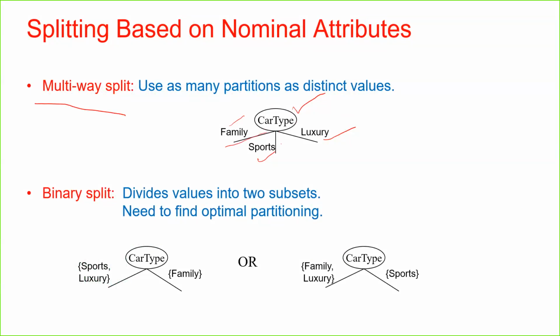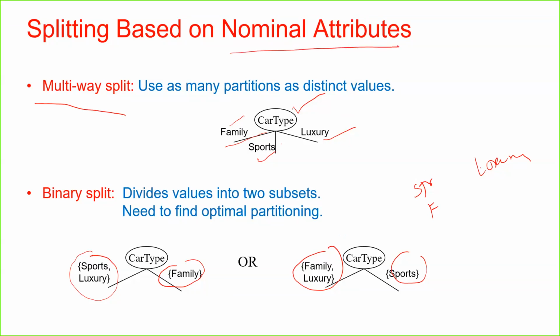If it is a binary split, we will be dividing these possible values into two disjoint groups. You can either group sports and luxury in one, family in another. You can group family and luxury in one, sports in another. Or what is the other possibility? Sports and family in one, and luxury in another. So these are the possible groups. We divide the values into two subsets, and you need to find the optimal partitioning. Which one of these subsets is the optimal partitioning is what we need to determine if we are going with the binary split. This is with the nominal attributes.